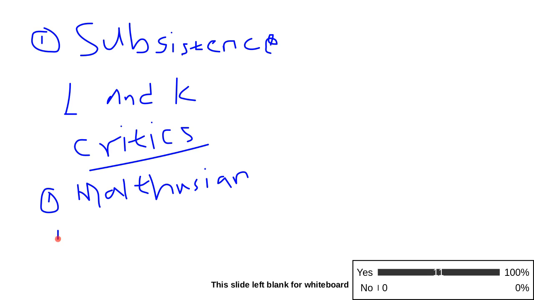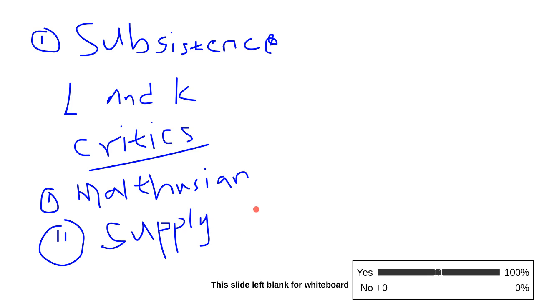Number two, this is a one-side theory. It is talking about supply of labor. We don't take into account what happens to the demand for labor. So it is a one-side theory. It doesn't account for the demand side of labor. That's another shortcoming of this theory.